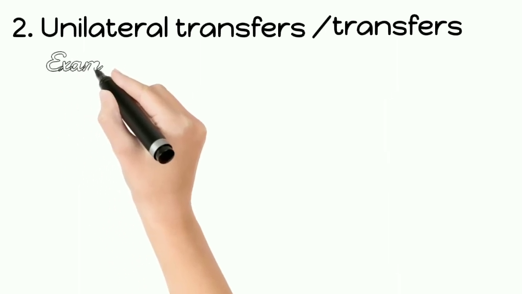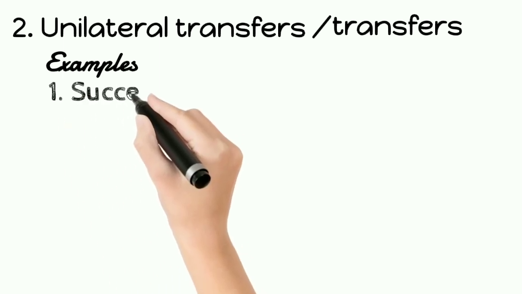So pag sinabing transfers, automatic na yon, ang ibig sabihin niya ay unilateral transfers. We have two examples of unilateral transfers. We have succession and donation. Succession is a transfer of property upon death.